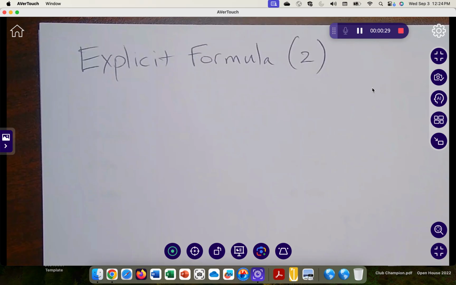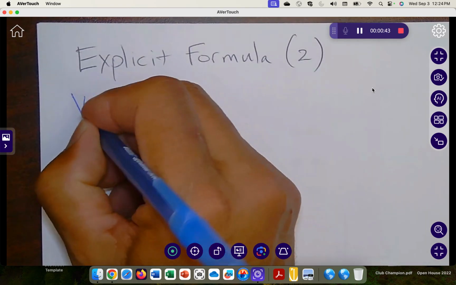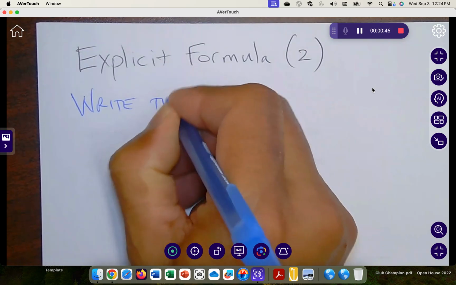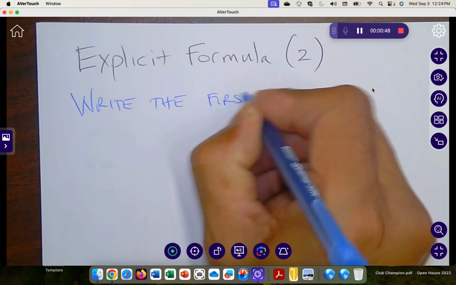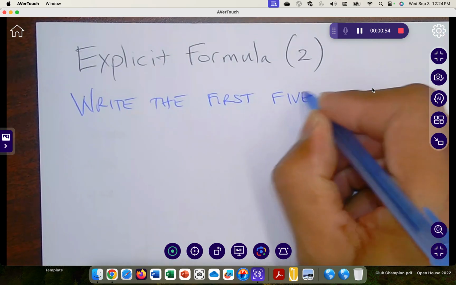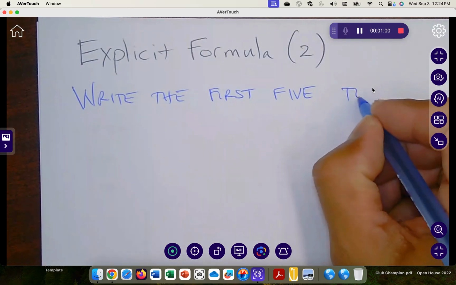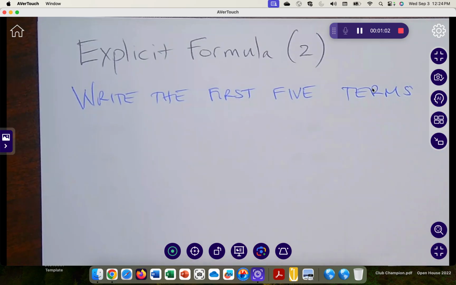All right, so here's number 1, and it's going to say to write the first, I think the first 4 or the first 5 terms. It doesn't matter. We can do 5. Write the first, again, sometimes it says 5, sometimes it says 4. Even if it says 5 or 4, we can do it. Write or find the first 5 terms. Okay? In 10 minutes. Number 1.